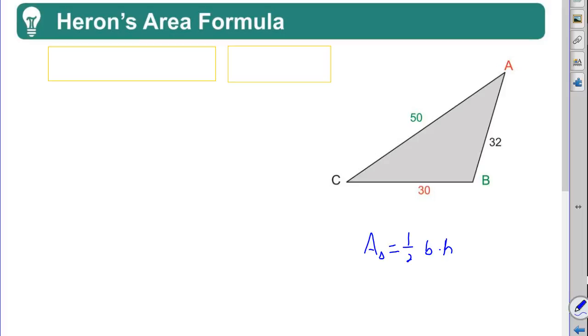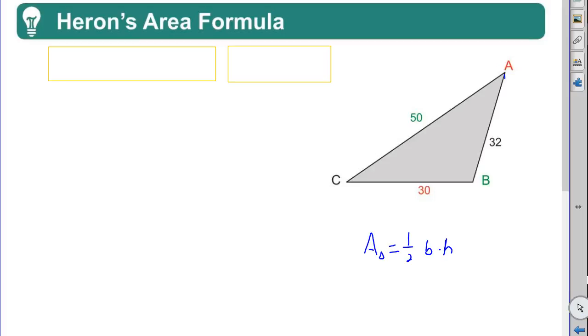For example, a height would be right here if you were talking about that side. We don't know it. The height is the same as the altitude. It could be in here, right? But again, we don't know it, and there are 3 possible heights because of the 3 different sides. We don't know the height, so we can't use that formula. So what are we going to do? We're going to use Heron's area formula.